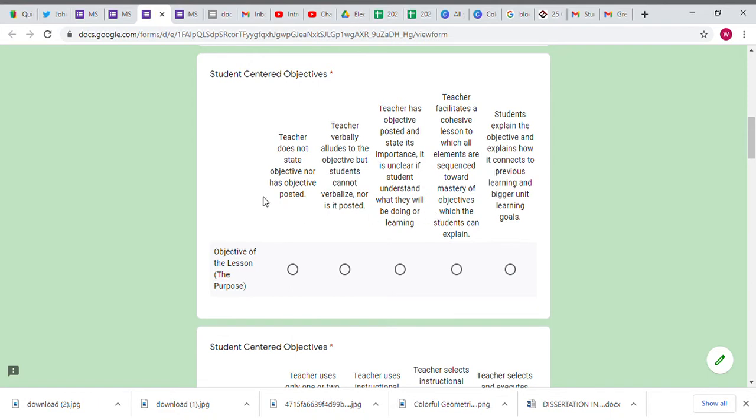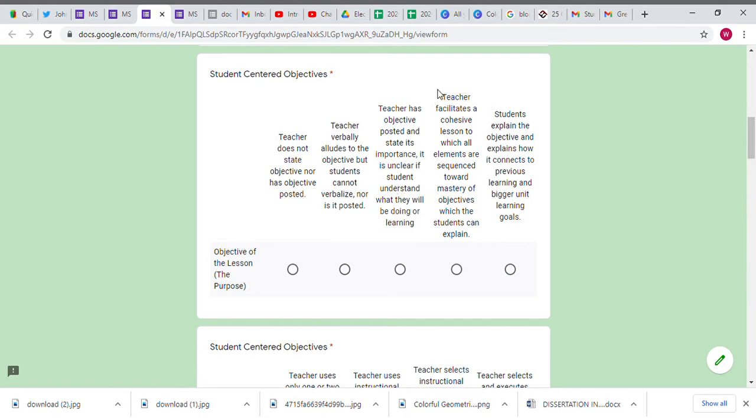However, the very first one is: teacher does not state objective nor has the objective posted, and that is your first. The other one is: teacher verbally alludes to the objective, but the student cannot verbalize it, nor is it posted. The next one is: the teacher has the objective posted and states its importance, however, it's unclear student understands what they will be doing or learning.